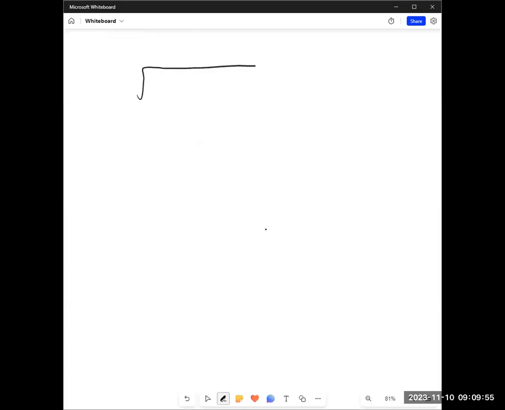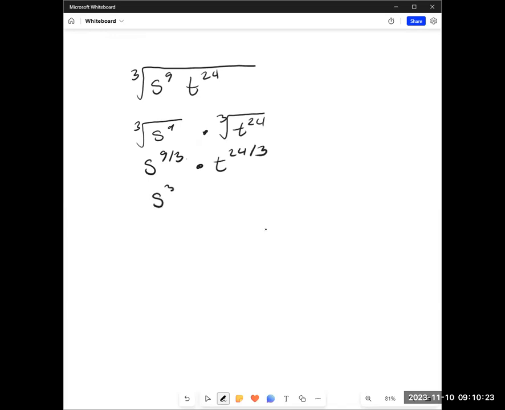Now we're going to deal with a cube root instead of a square root. The cube root of s to the 9th, t to the 24th. So our denominator is going to be 3 now. It's the cube root of t to the 24th. So let's just write that with denominators as rational exponents, like that. 9 divided by 3 is 3. 24 divided by 3 is 8.